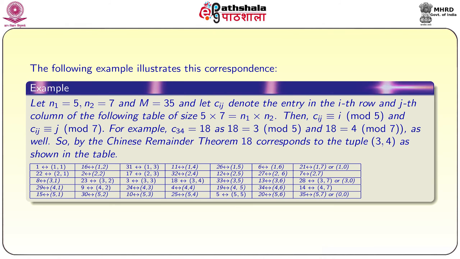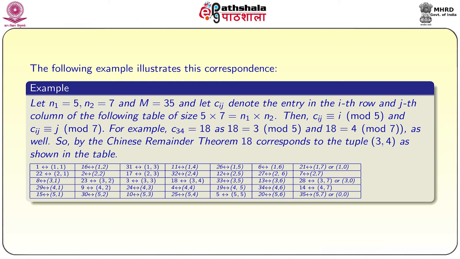Let us take n1 equal to 5, n2 equal to 7, then m becomes 35. Let us denote by Cij the entry in the ith row and jth column of the following table. The table size is 5 cross 7, that is n1 cross n2. Then Cij is defined as congruent to i mod 5 and Cij is congruent to j mod 7.